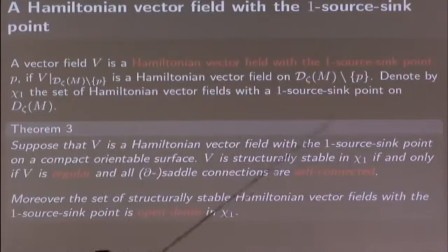And we denote by chi 1 the set of the Hamiltonian vector fields with the one sink source point on the domain. So we can obtain the analogy of the usual theory. Suppose we have a Hamiltonian vector field with one source sink point. Then it is structurally stable if and only if it is regular and all saddle connections and boundary saddle connections are self-connected.